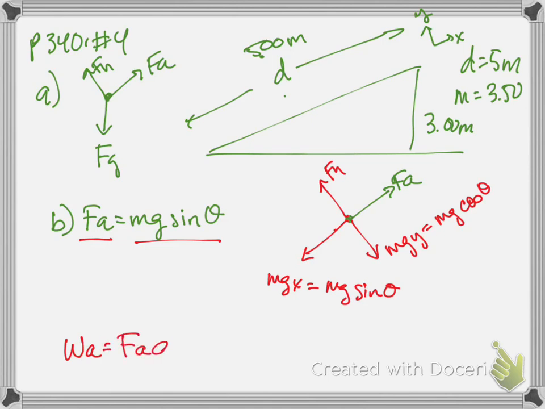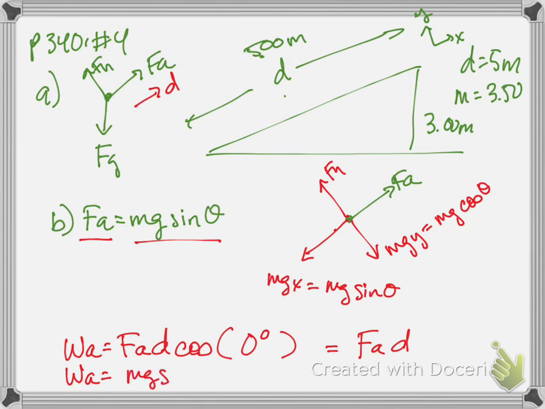It's the force times the distance times the cosine of the angle between the applied force and the displacement. But the applied force and the displacement are going in the same direction, so that angle is 0. So the work is the applied force times d. Now, we know that the applied force is mg sine theta, times d. I know all of those values.